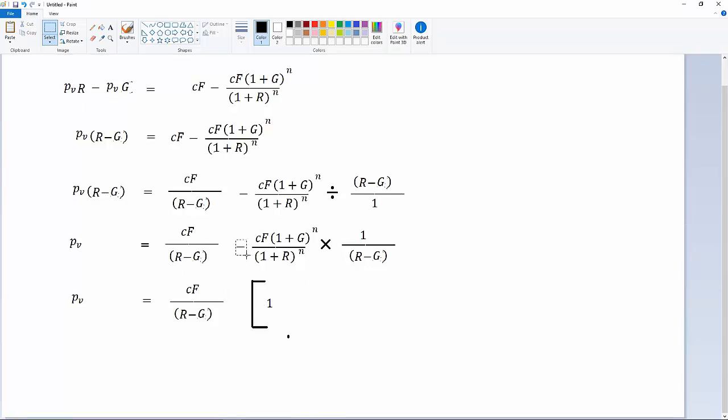And then we're going to minus the other side of the equation, and this CF divided by R minus G is already there. So this side of the equation is just going to be 1 minus (1 plus G) to the power of n divided by (1 plus R) to the power of n. And there it is. This is the proof for the growing perpetuity formula. This is the final answer right here.